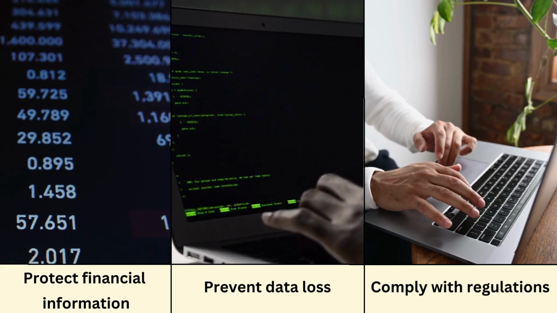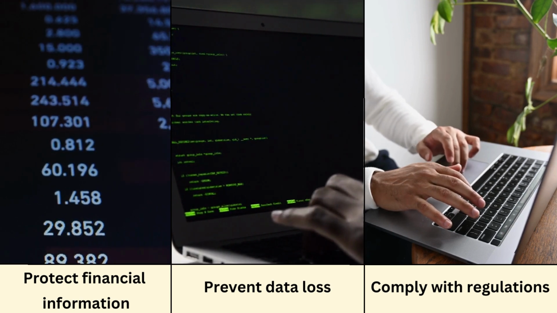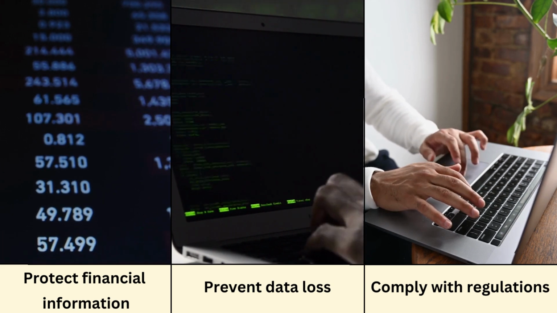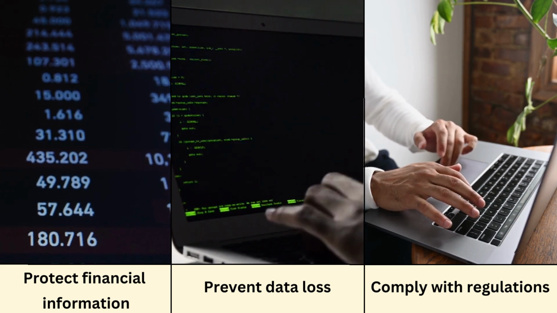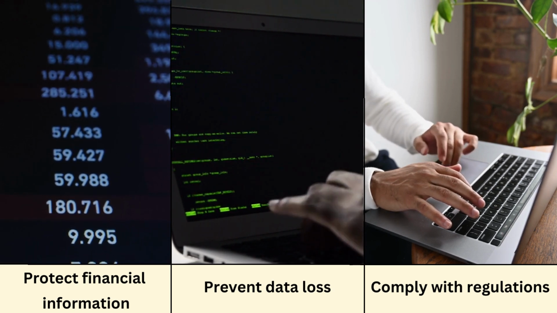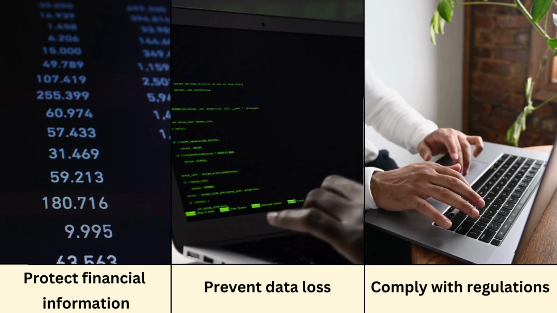Data security is important for a number of reasons. First, it can help to protect your financial information from unauthorized access. Second, it can help to prevent data loss or corruption. Third, it can help to comply with regulations, such as those governing the protection of personal data.